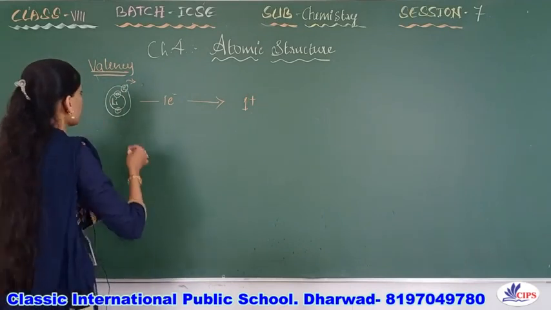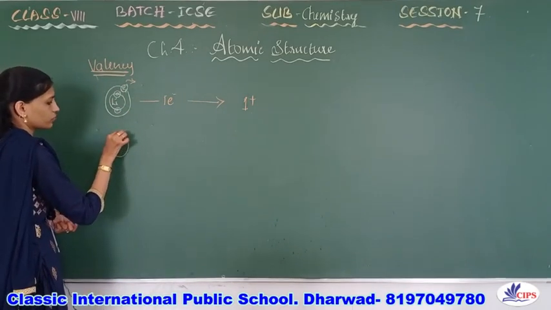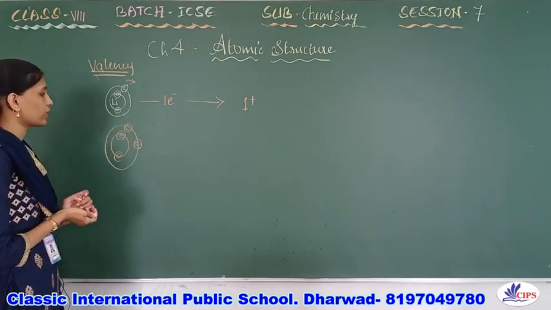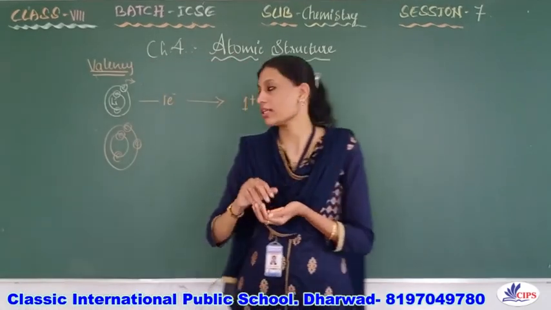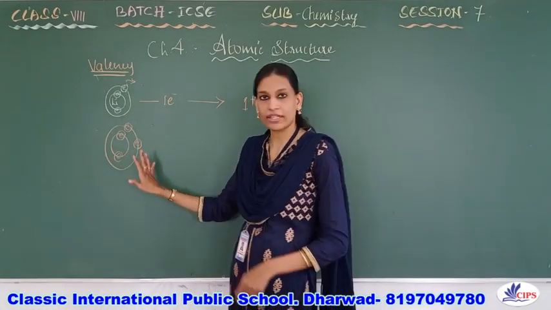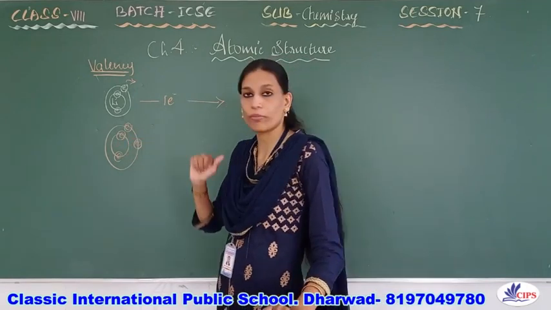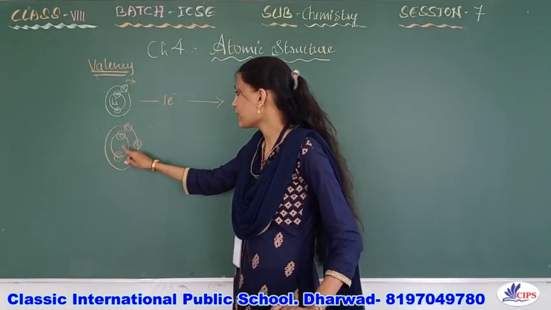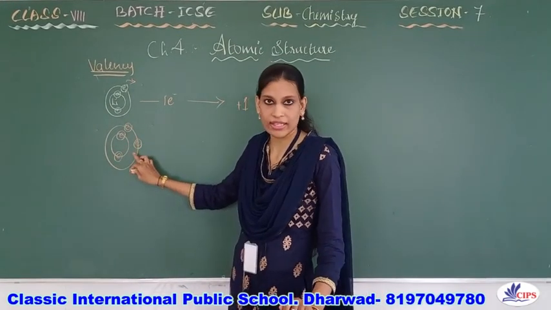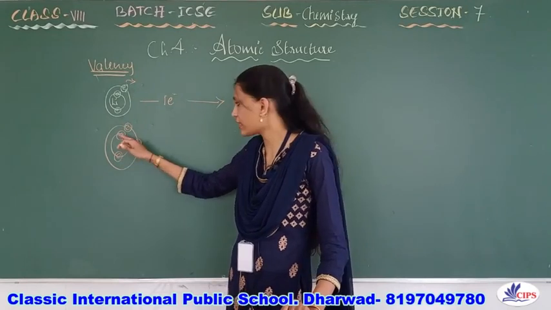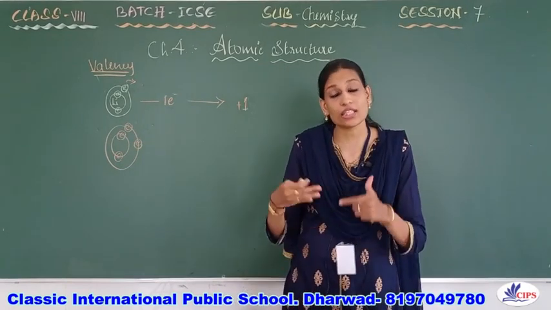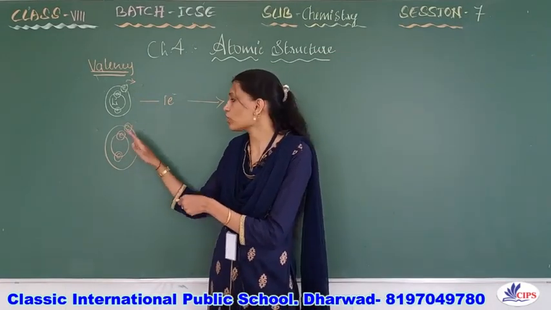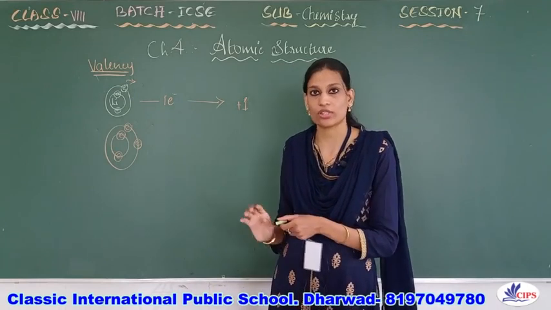Similarly, if the element has two valence electrons in its outermost shell, how many valence electrons does it have? Two valence electrons. So it needs 6 more electrons. Therefore, this atom will lose those electrons. These 2 electrons are lost.